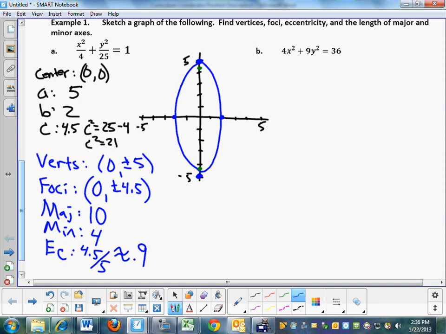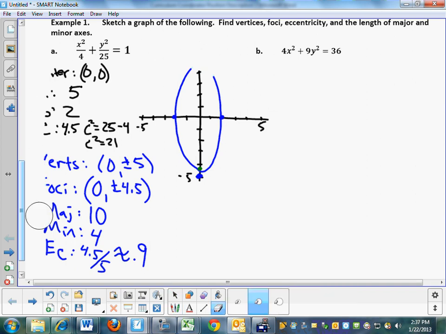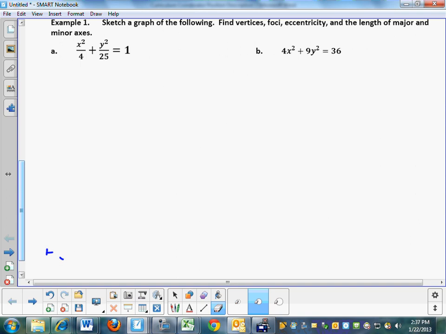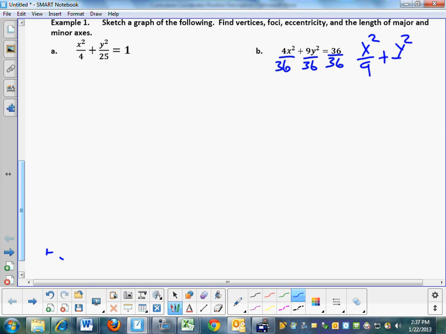How do you like that? Wasn't too bad, was it? You're going to be really quick at the second one now that you know how to do the first one. Only what's different about the second one? In order to find the important characteristics of an ellipse, it has to be set equal to 1. So I divide everything through by 36, and I'm going to get a new equation. It's of the form x squared over 9 plus y squared over 4 equals 1.